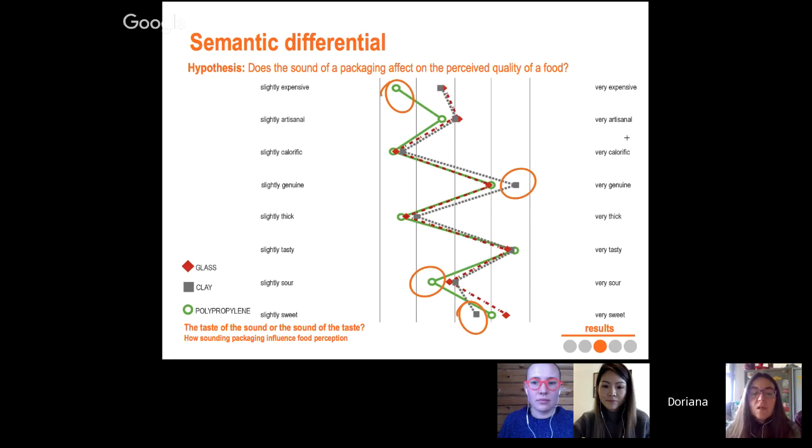The slide shows that, referring to food quality, polypropylene sound makes the food product be perceived as cheaper and less artisanal than the other materials. Referring to mouthfeel, clay sound affects the thickness perception of food, and calorific perception also increases with clay-sounding materials. Referring to perceived taste, the food seems to be perceived as less sour if contained in a polypropylene-sounding packaging, and sweeter if contained in a glass-sounding packaging.